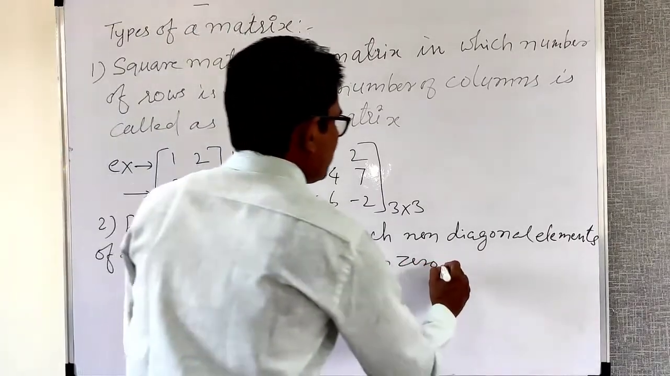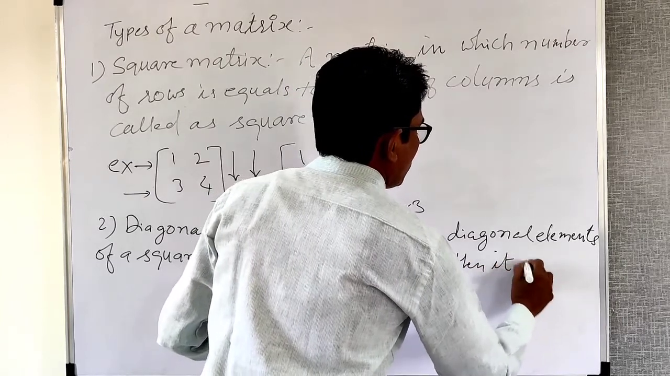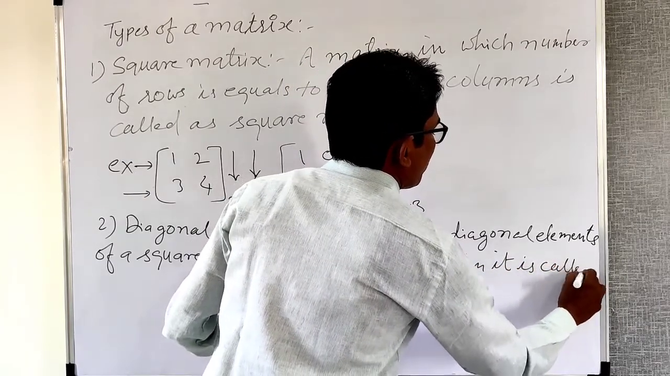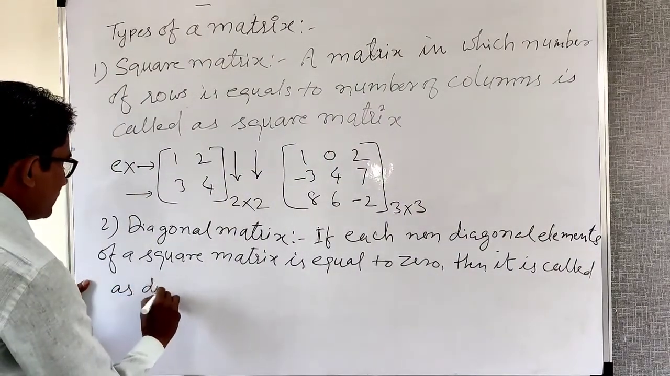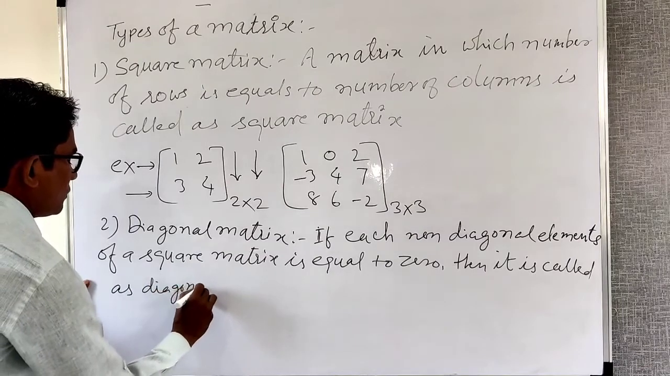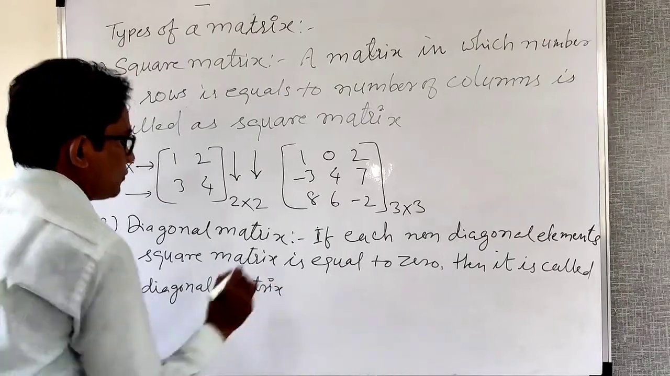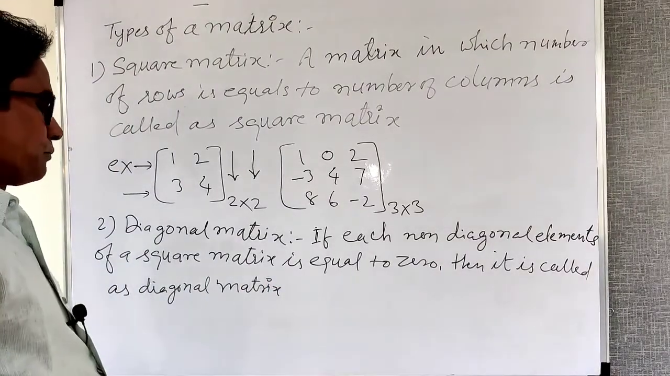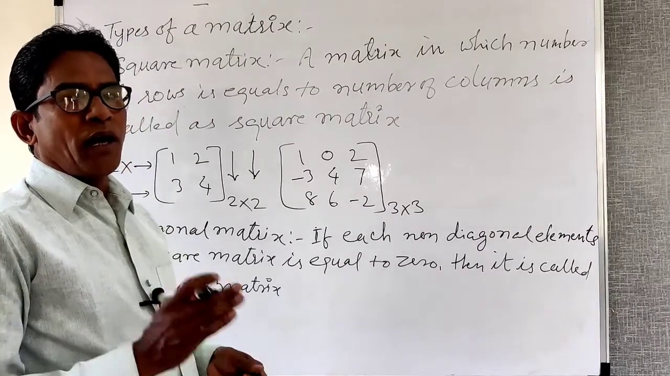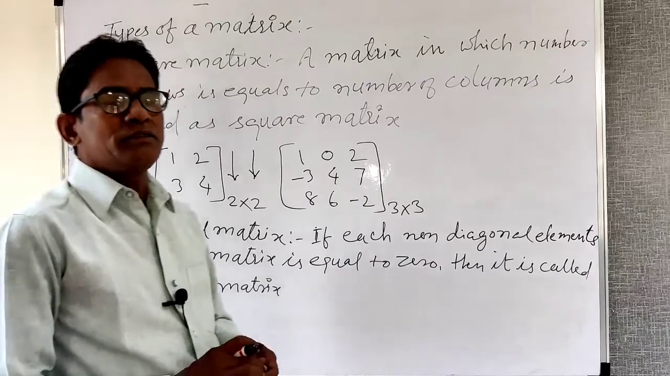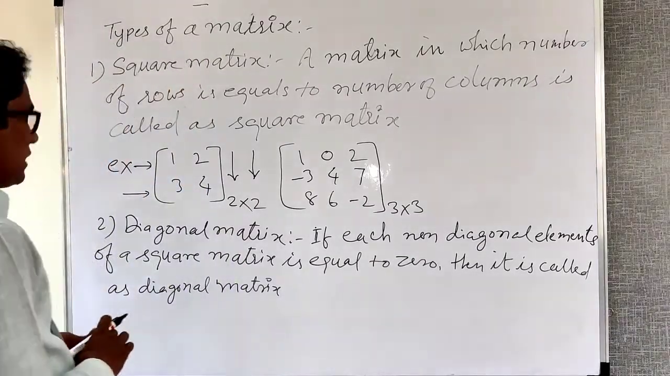then it is called as diagonal matrix. So what is meant by diagonal matrix? If in a square matrix, all the elements are 0 except the diagonal, then it is called diagonal matrix.